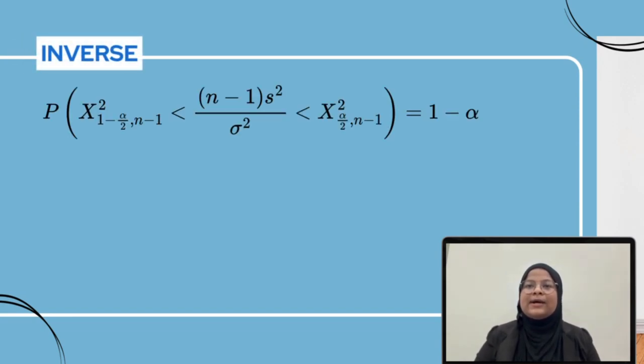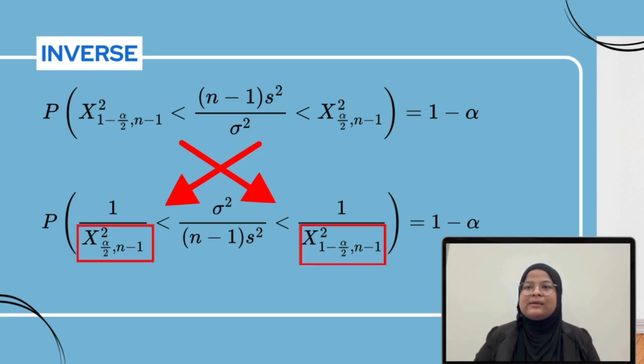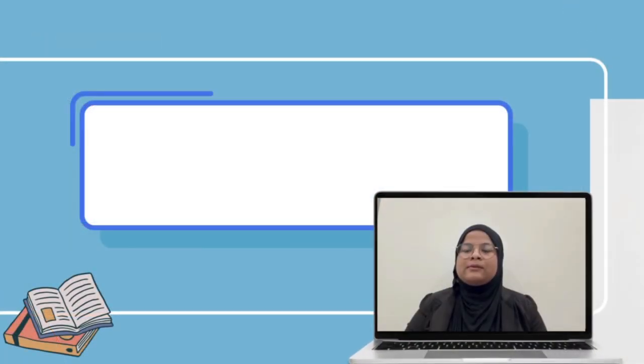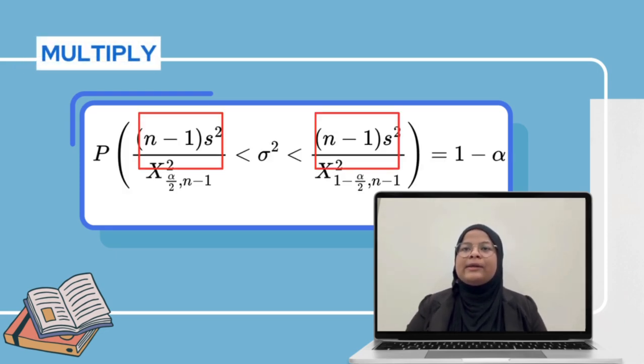So, the third step is we invert the terms, because we want to isolate sigma squared. We first invert all the terms in the inequality. When inverting an inequality, the direction of the inequality signs reverses, as you can see here. The next step is we multiply all parts of the inequality by (n-1)S squared to isolate sigma squared in the middle.